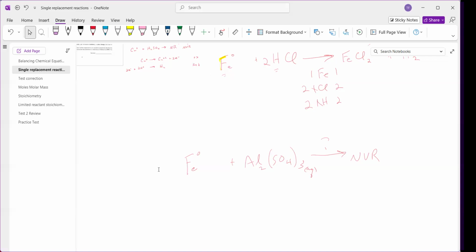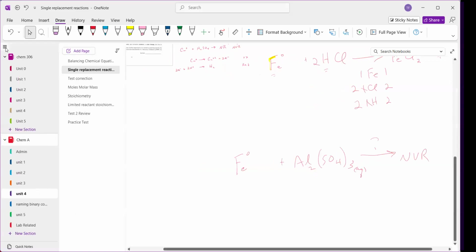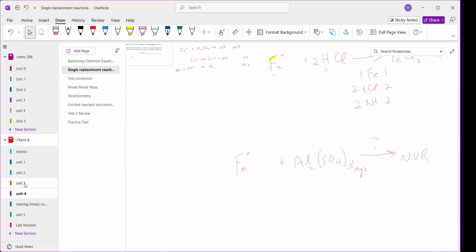Two things on here. One is called solubility rules. It says general solubility guidelines or rules. And the other is this chart I made. So I'm going to start on double replacement reactions.